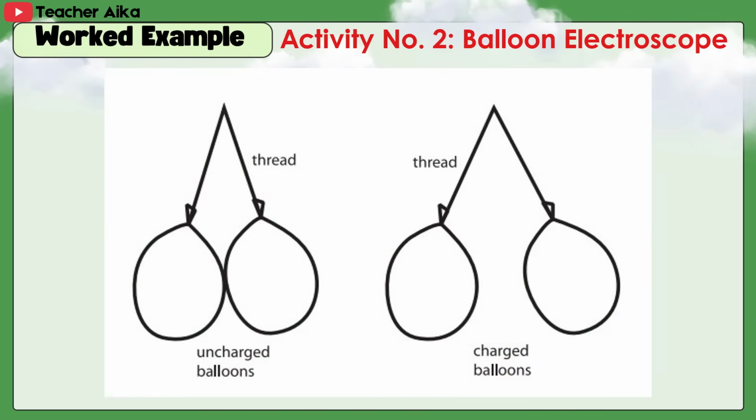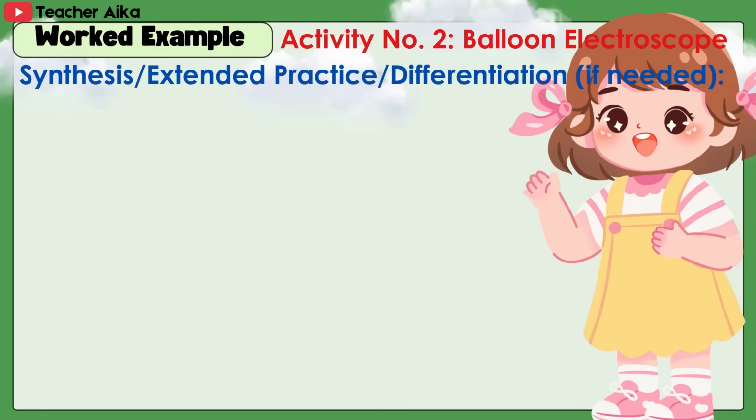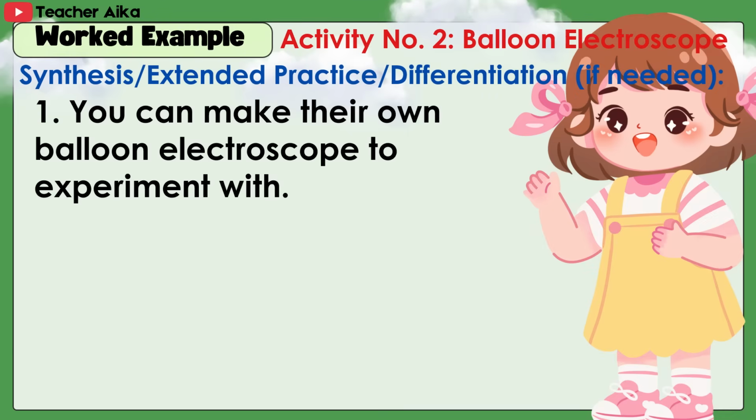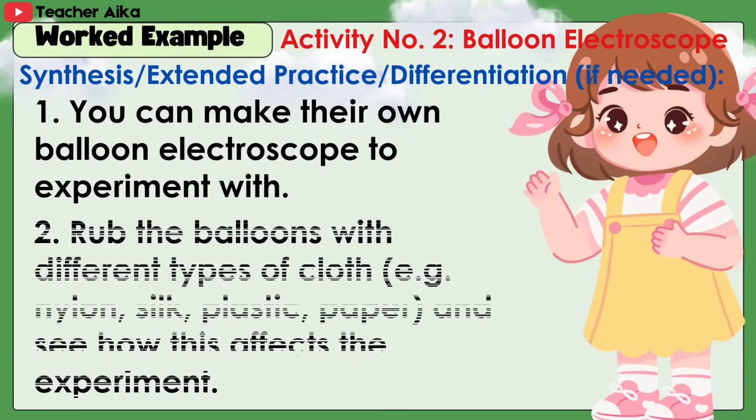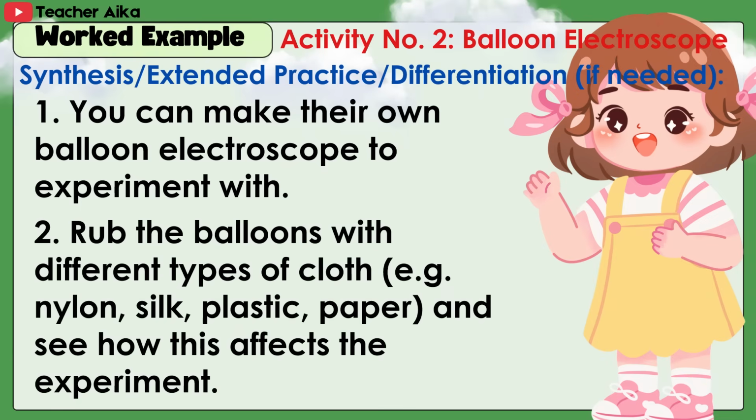Here are the uncharged balloons and the charged balloons. Synthesis or extended practice. 1. Students can make their own balloon electroscope to experiment with. 2. Rub the balloons with different types of cloth, for example nylon, silk, plastic, or paper, and see how this affects the experiment.